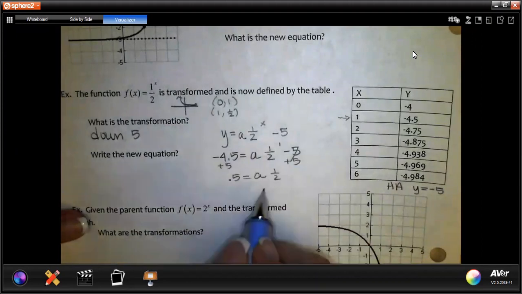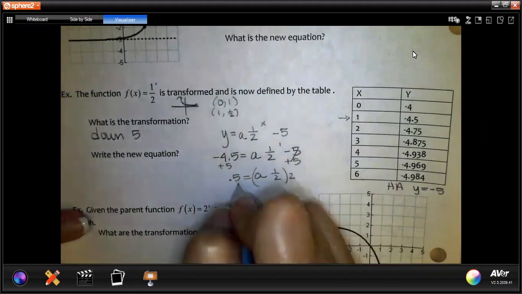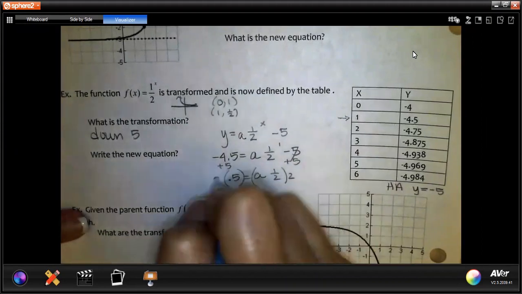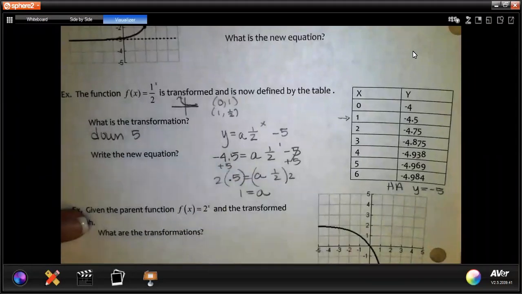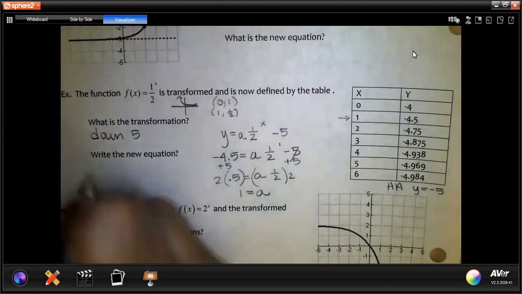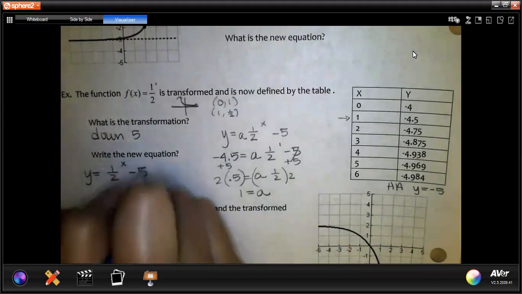My last step would be to multiply times 2 to get rid of this half. So I multiply this side times 2, and I multiply this side times 2. That gives me 1 equals a. So we have no vertical stretch or compression since a is 1. So our equation here would be (1/2)^x minus 5.